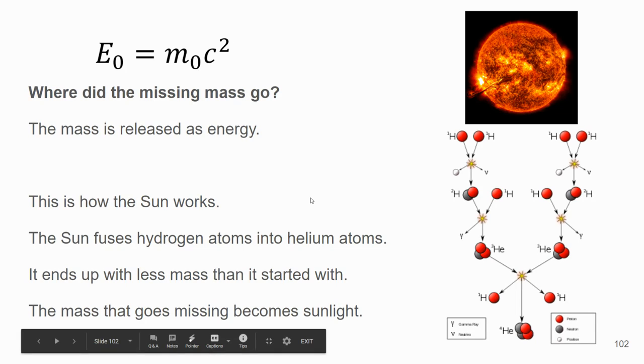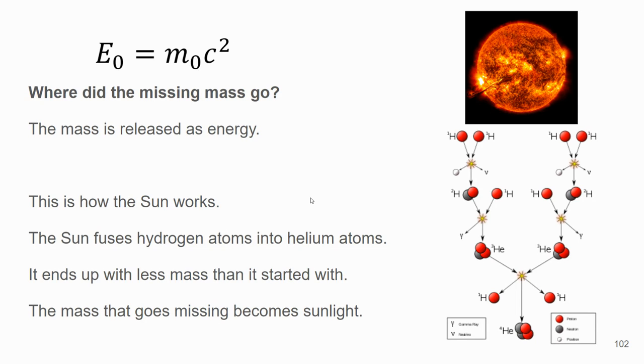Well, for the most part, it's sunlight. This is what the sun does. This is where sunlight comes from. This is what's called the proton-proton chain. We don't really need to go into it in detail here. If you're taking astronomy, we'll go into it in detail there a little bit.